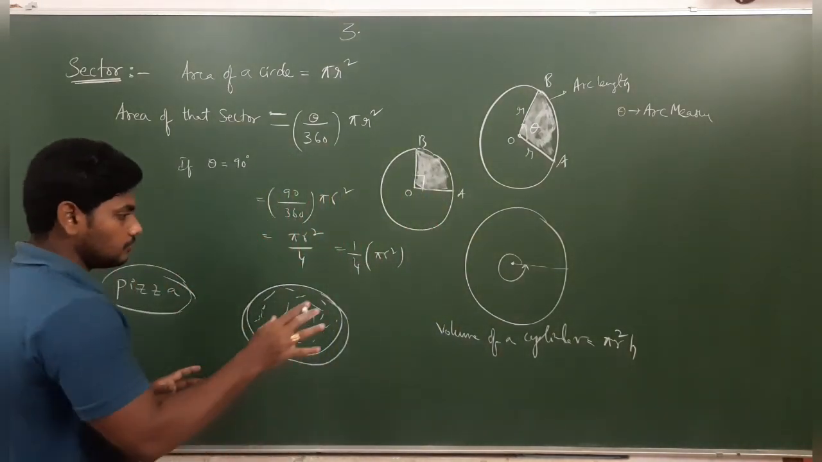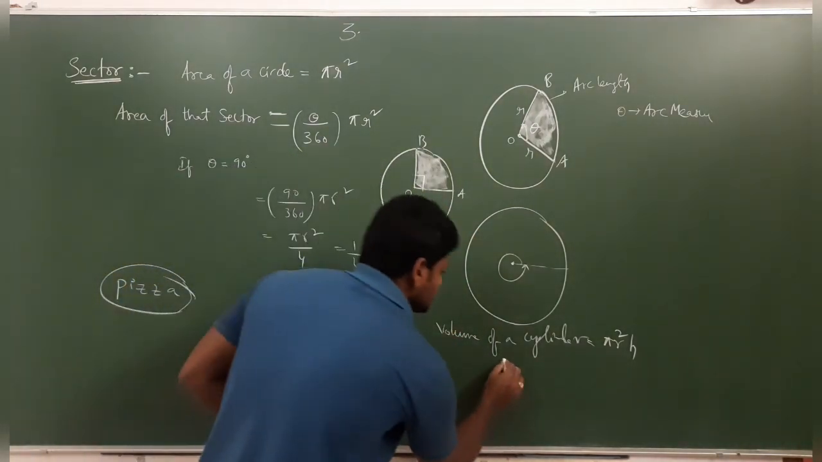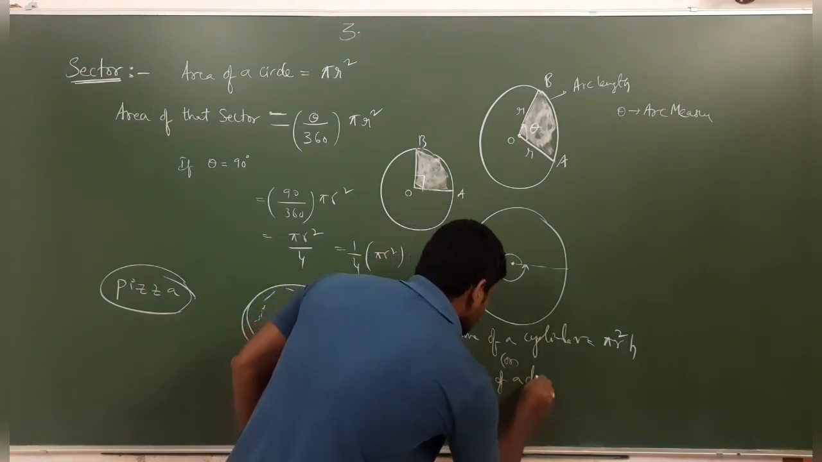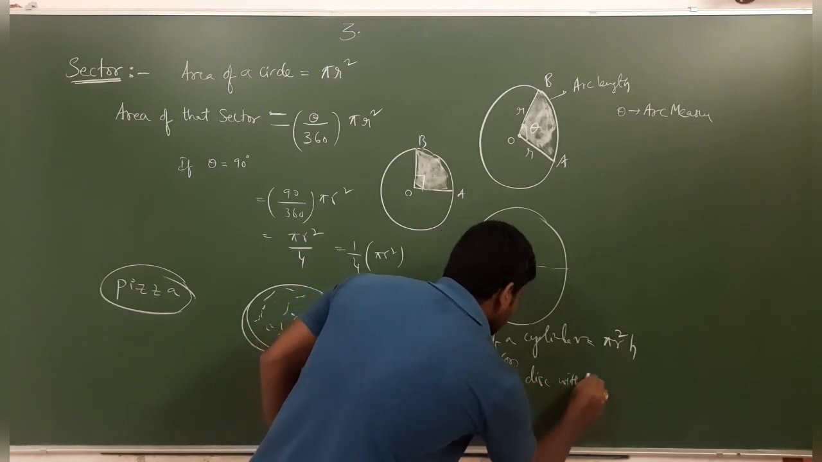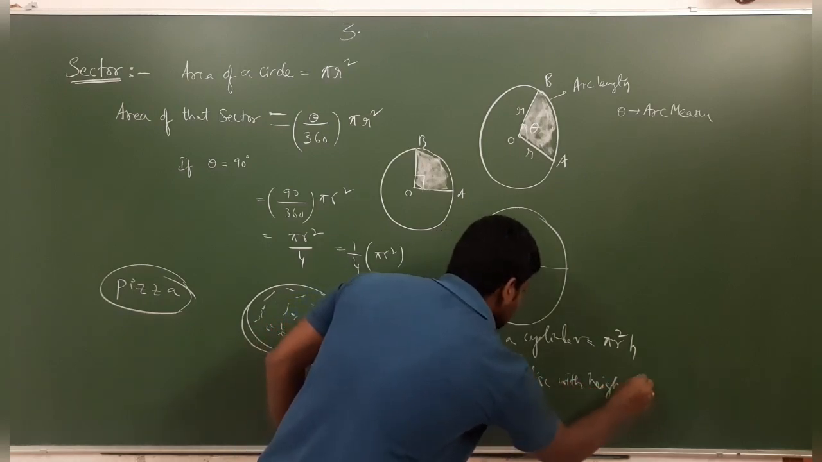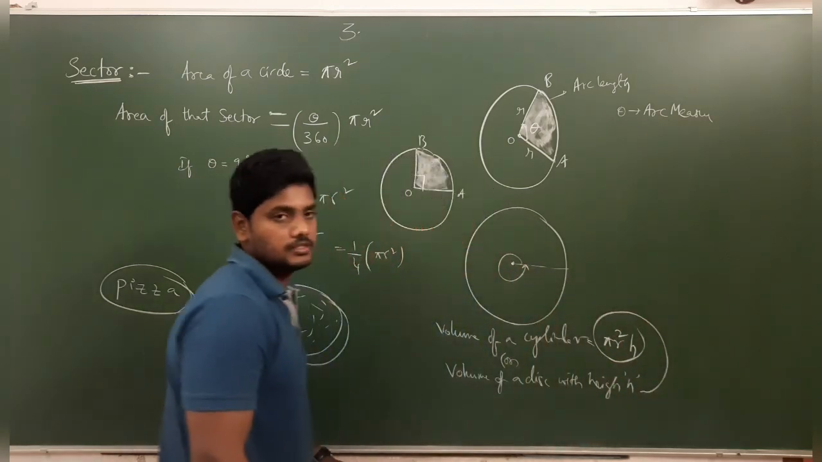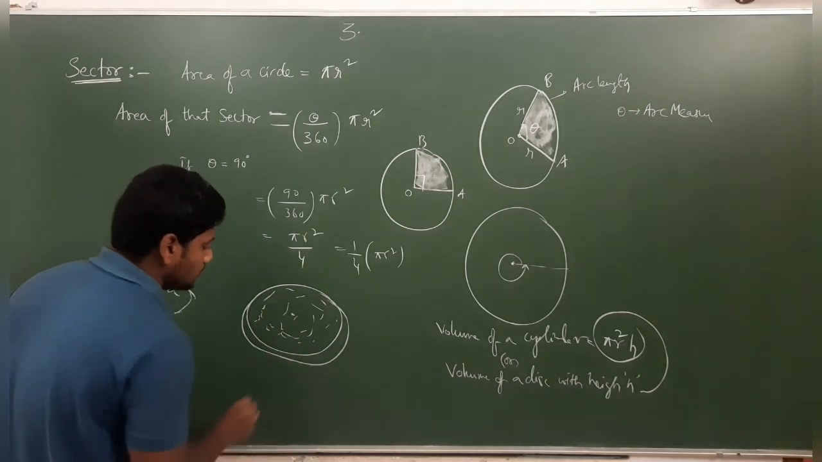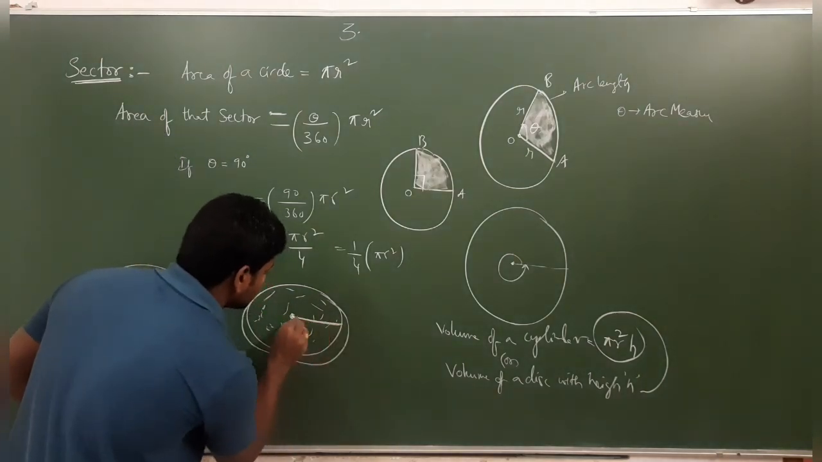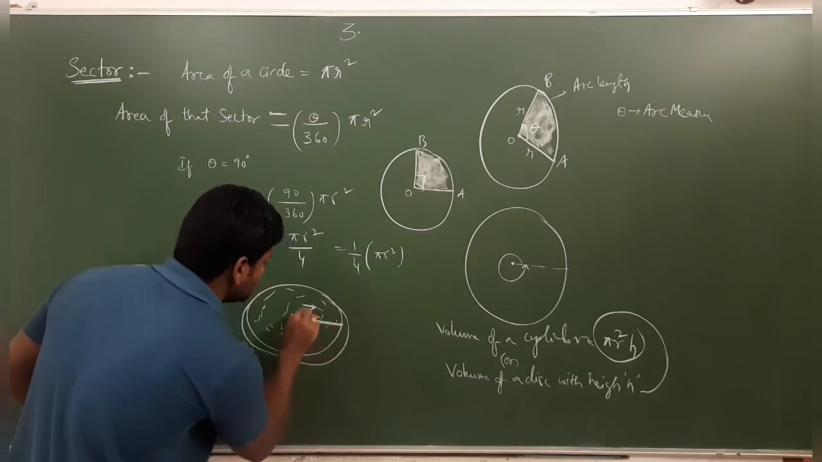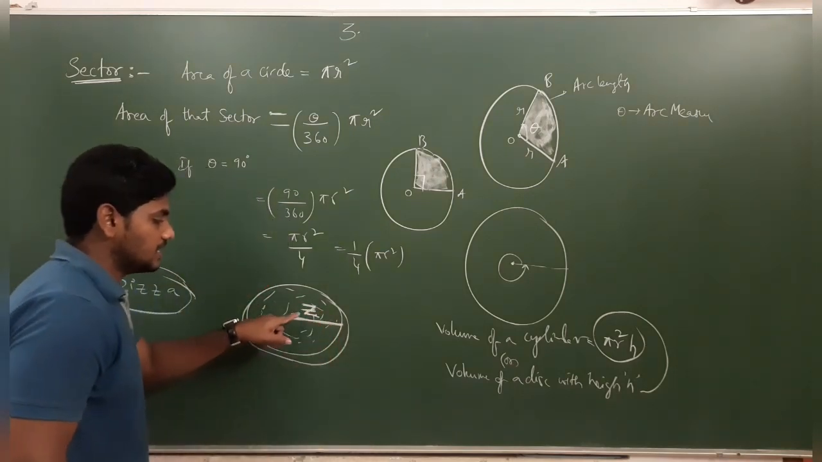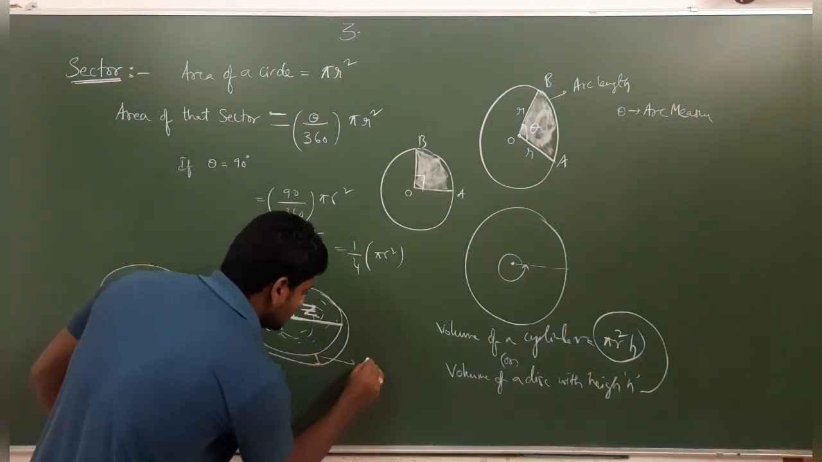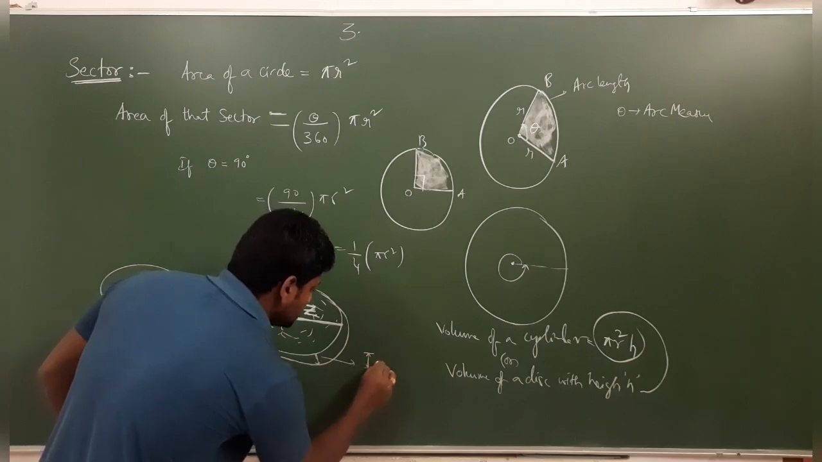Through the volume of the cylinder, or you can consider the volume of a disc with height h, that formula is also pi r square h. Through that formula, they have discussed pizza, I think. For example, the radius of this pizza I will consider as z. The height, or depth, I will consider as a.